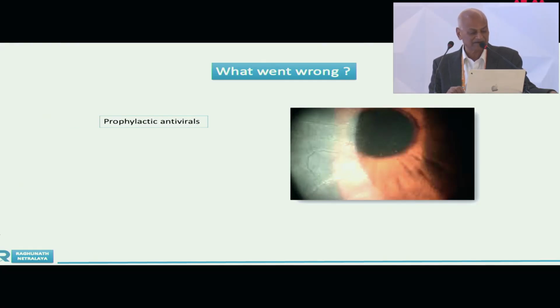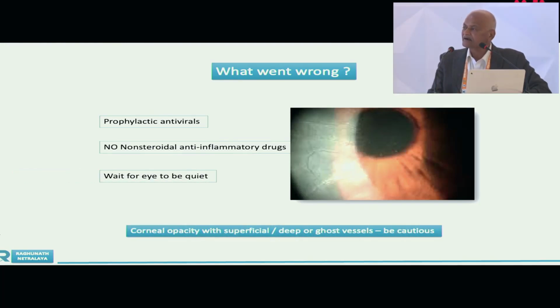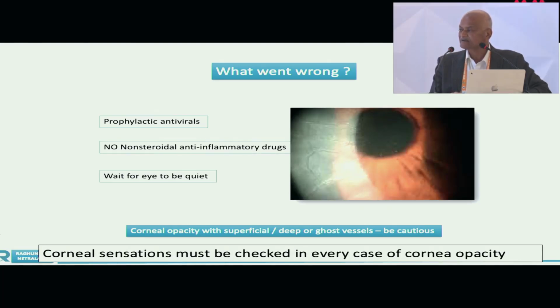Normally there are problems with the cornea. The second thing, whenever you are using any anti-inflammatory drugs, in this case we can't do that. And again you can see this corneal opacity with superficial and deep ghost vessels, and there are so many problems when operating with ghost vessels. Corneal sensation must be checked in every case of corneal opacity before going ahead.